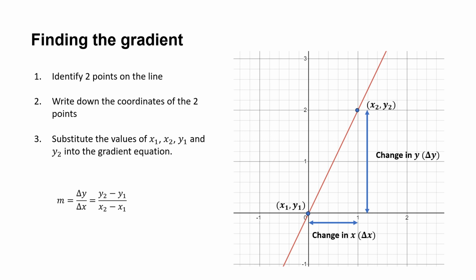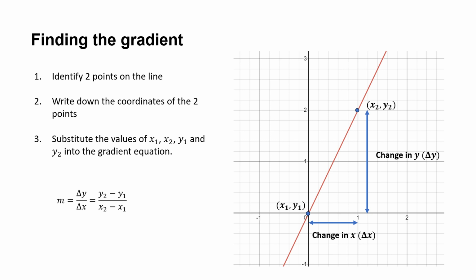Therefore, the change in y is going to be the difference in height between our two coordinates, and the change in x is the difference in width between our two coordinates. So this is represented in that equation by y2 minus y1 and x2 minus x1. So using this equation, we can work out the gradient of any straight line.